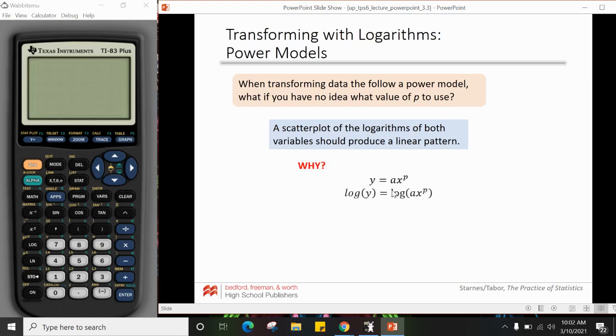Why? Well, for this reason: if I had y equals a times x to the p, and I logged both sides, what's going to happen? If you recall your log rules from pre-calculus, if you take the log of two things multiplied, you split them up and add the two separate logs. And the next thing is the power rule for logs: if you have the log of something to a power, you can bring that power out in front.